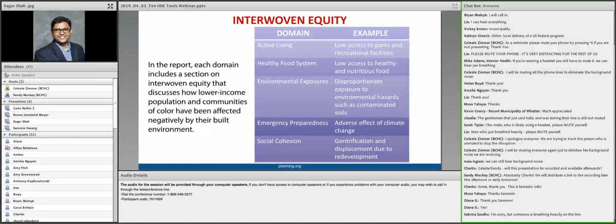And here are some examples. Each domain has an interwoven equity section that discusses how low-income populations and communities of color have been negatively affected by the built environment, right? So the connection between them. For example, in active living, it has been shown that low-income and minority populations have low access to recreational facilities and parks. And therefore, it is important to provide safe and active modes of transport to address this inequality. So we talk about this type of examples and theory in this domain.